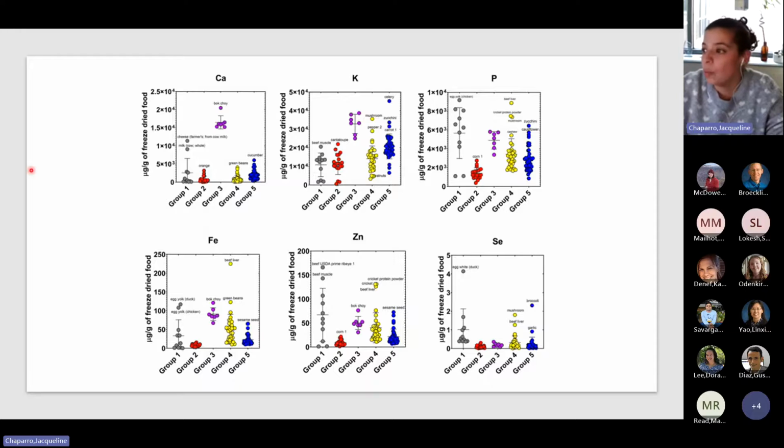And we can even see which foods tend to have more. For example, bok choy seems to have a lot of calcium present by dried food. Beef liver, I guess not surprising, has a lot of iron. So does this prime rib. Cricket protein seems to have a lot of zinc. Egg white from a duck has a lot of selenium. And so we can start teasing apart what different components are present in the different foods we eat.